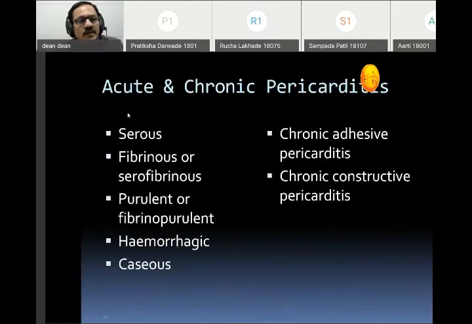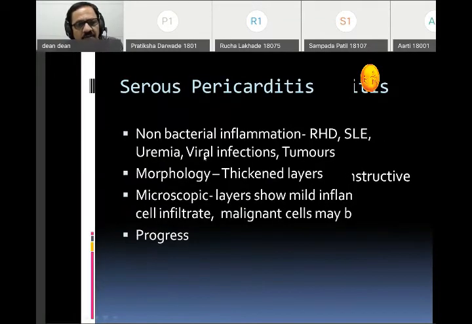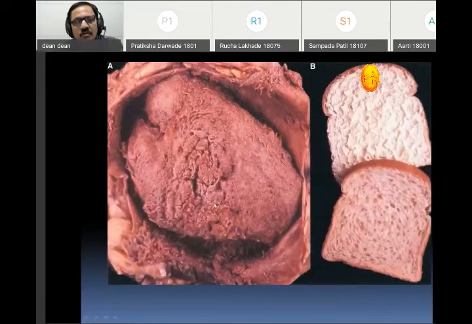So first we have seen the serous one. Second, we have seen the fibrinous. The typical microscopic and gross appearance is bread and butter appearance. So never forget this bread and butter appearance of serous or serofibrinous type of pericarditis.